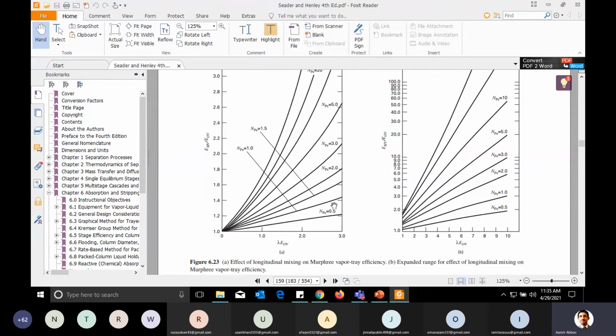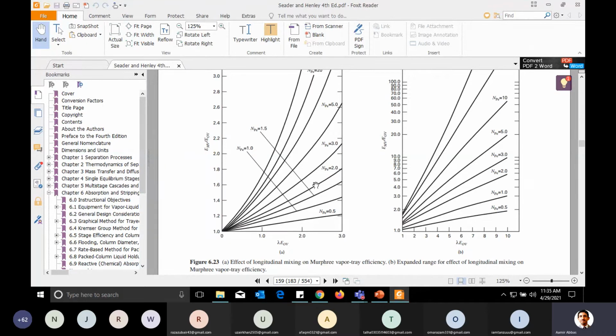So when there is a lot of mixing, it means the vapor point efficiency and the efficiency of a complete plate will come close to each other. Due to this reason, here you can see when its value is lowest, you will be close to 1 or just near 1.1 somehow.